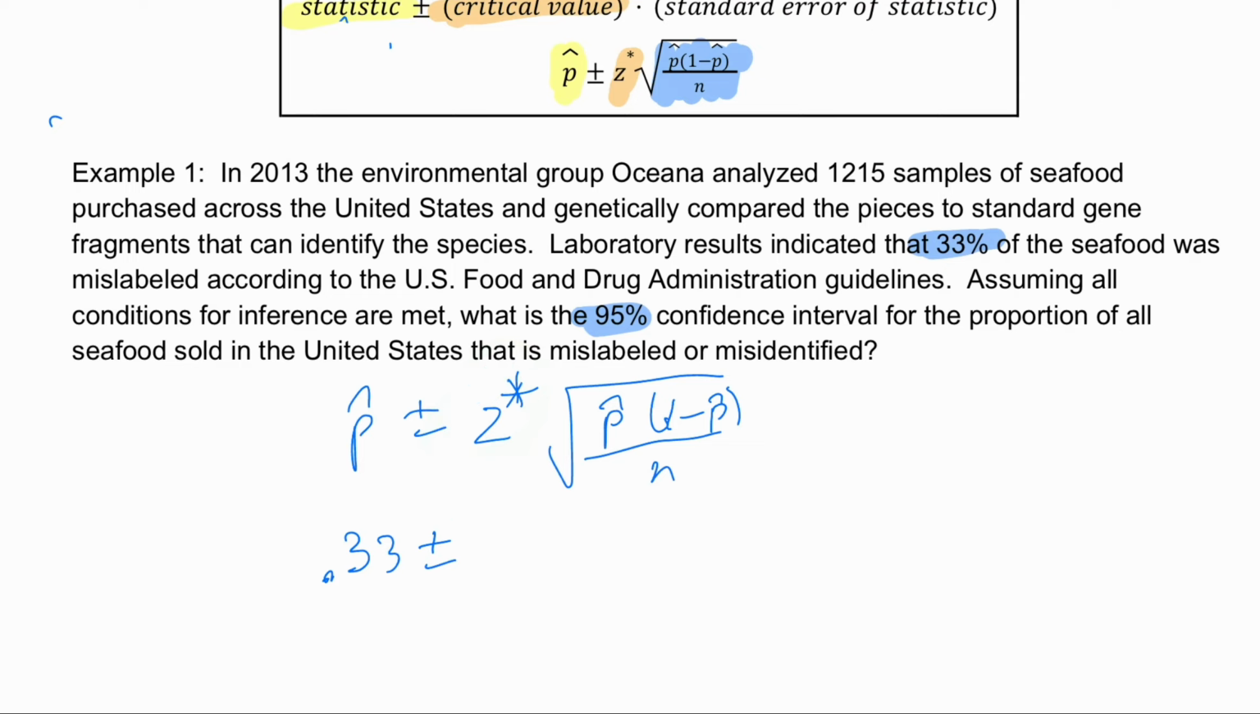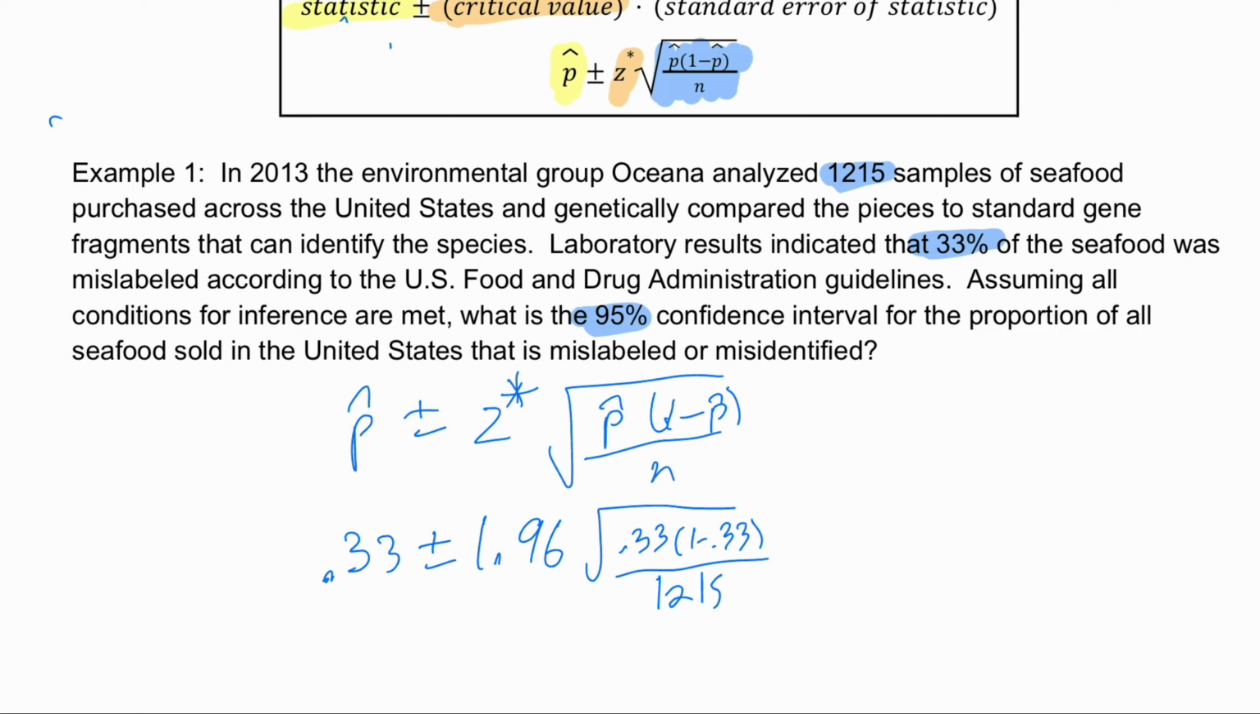So it's going to be 0.33 plus or minus 1.96, and we'll fill in the rest of this. We have our 0.33 times 1 minus 0.33 over that sample size, which I didn't label earlier, is 1,215. All right, so next thing we'll do, at this point, you're just going to type this into your calculator.